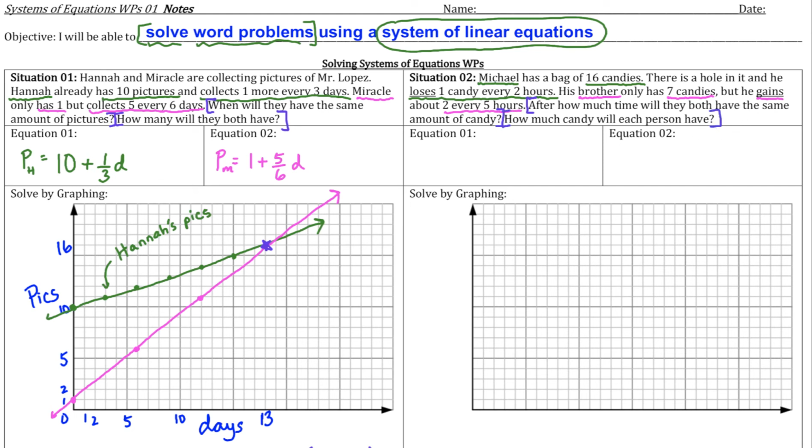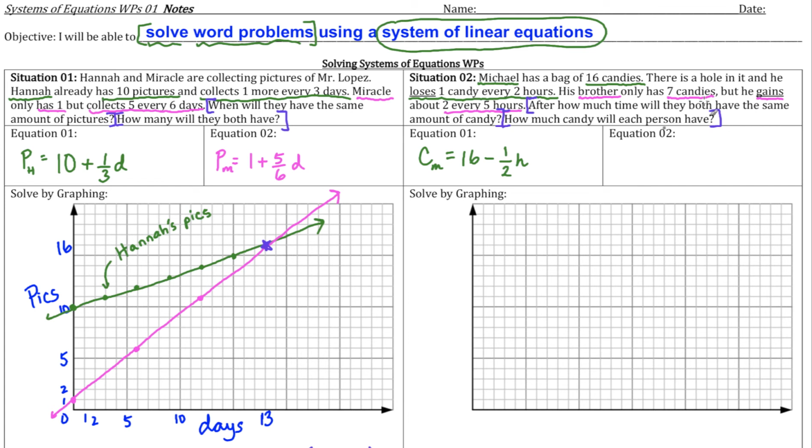So let's talk about Michael. Ultimately, we're talking about the candy. The candy for Michael starts with 16 candies. So the amount of candy that he has starts off with 16, but he loses. So it decreases by 1 candy every 2 hours. You can also think about this as he has 16 candies, and he loses about half a candy every hour.